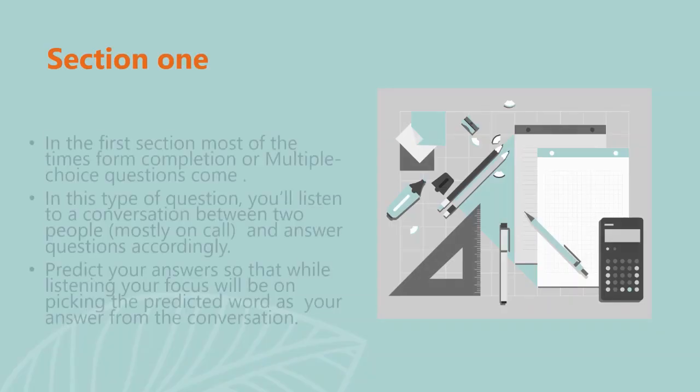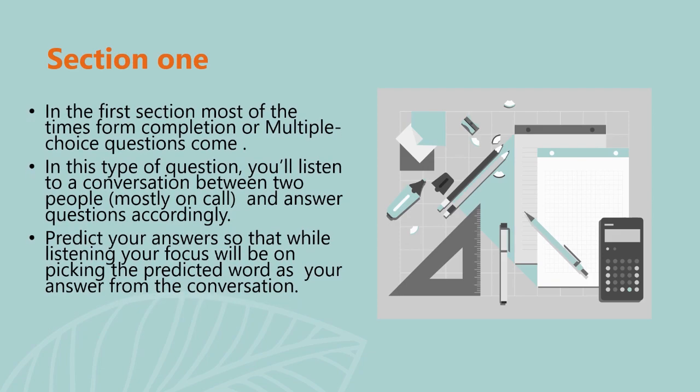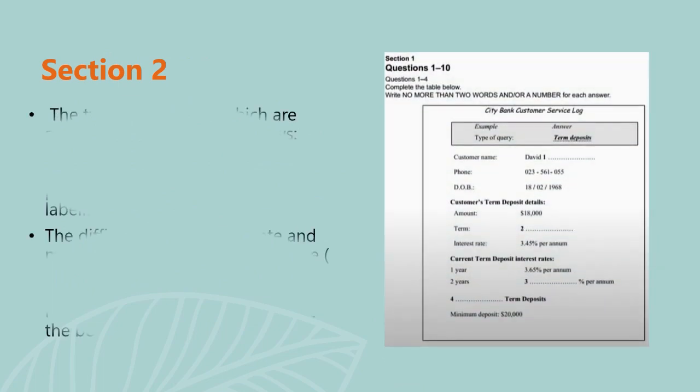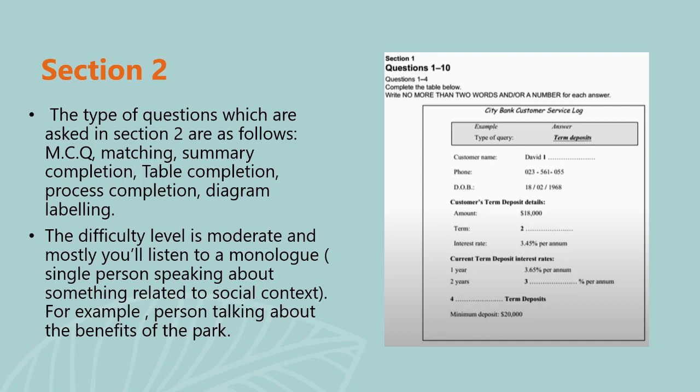Section 1. In the first section, most of the times, form completion or multiple choice questions come. In this type of question, you listen to a conversation between two people, mostly on call, and answer questions accordingly. Predict your answers so that while listening, your focus will be on picking the predicted word as your answer from the conversation.